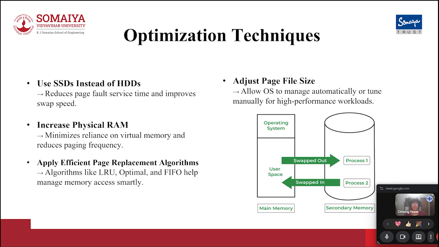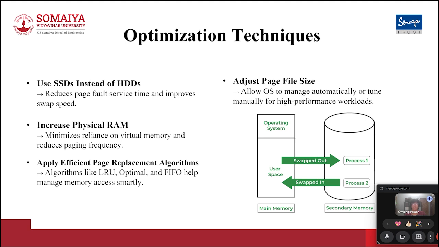Also, applying efficient page replacement algorithms like least recently used, first in first out, or optimal helps the operating system retain frequently used pages in RAM. This reduces page fault rates and enhances the effective access time of the system. Also, manually tuning the page file by setting a fixed size or moving it to a faster drive can improve consistency and performance in high demand workloads. This gives users finer control compared to automatic OS management.